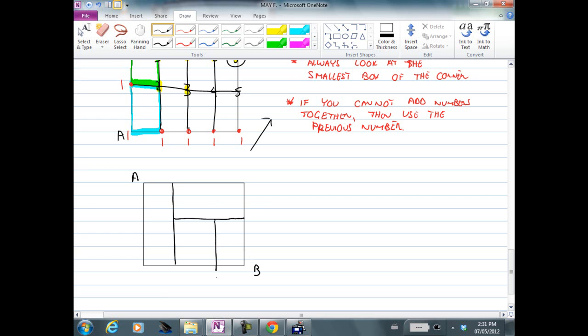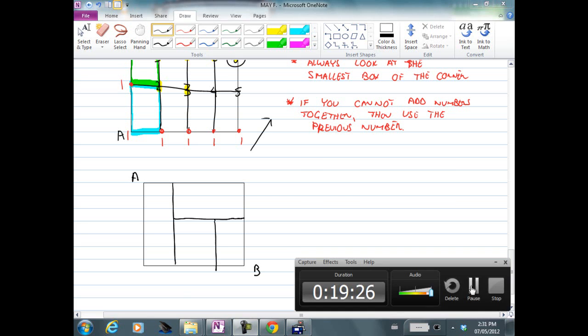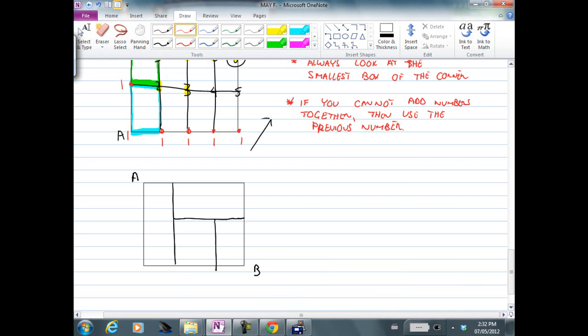Again, always start off with A. 1, 1, 1, 1, 1, 1, 1, 1. And then slowly figure things out. I'm going to pause it. I'm going to quickly do this. I start here as 1. Here's a corner. Here's a corner. 1, 1. Here's my next corner. 1.